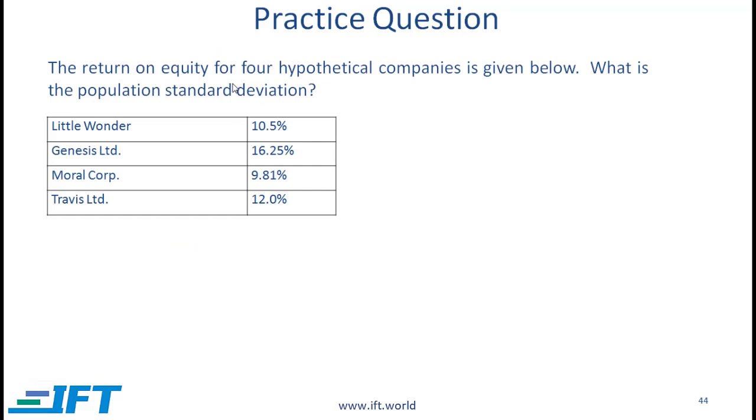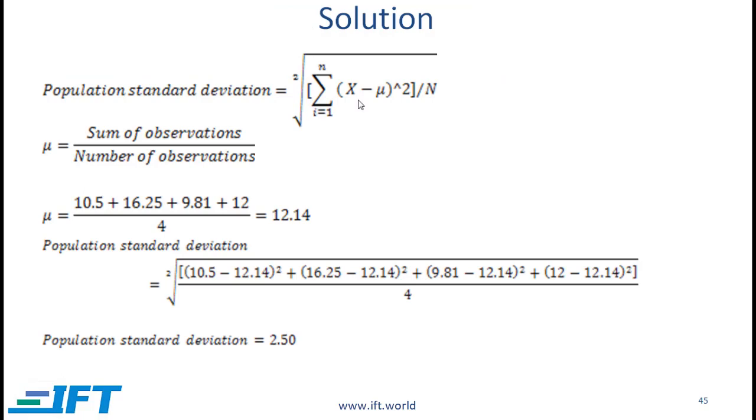Next, do this problem where again we have 4 companies. Here is the data, and now you need to find the population standard deviation. So essentially you find the variance and then take the square root. So the same formula, except we now have the square root. You find the mean, and then inside the square root sign is essentially the variance. By taking the square root, you come up with the population standard deviation.